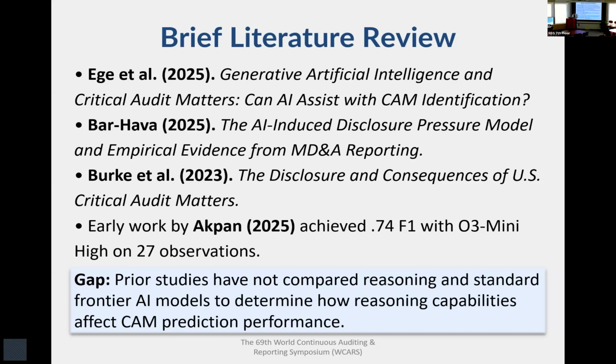Now, while the prior research is looking at the ability to detect CAMs, none have compared reasoning models to standard generative models. So we wanted to determine whether reasoning capabilities, the models that are trained to think through complex relationships, actually produce better predictive results in auditing contexts.